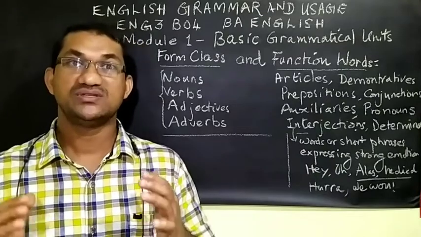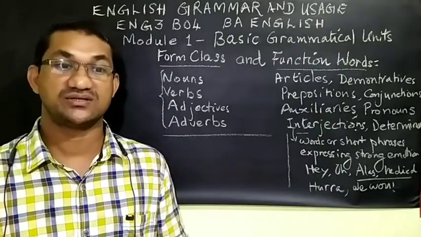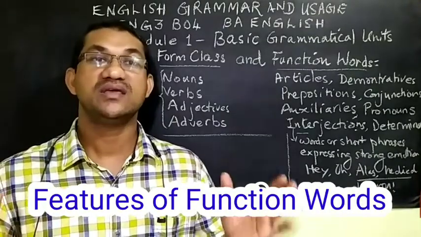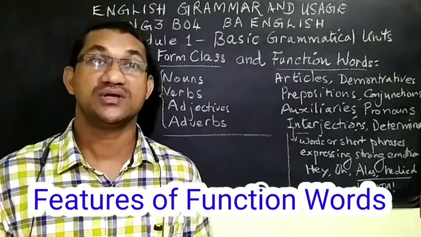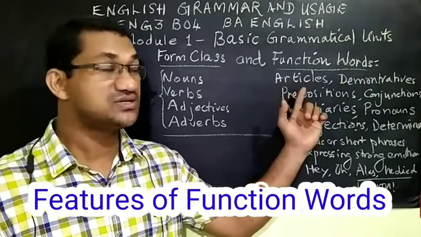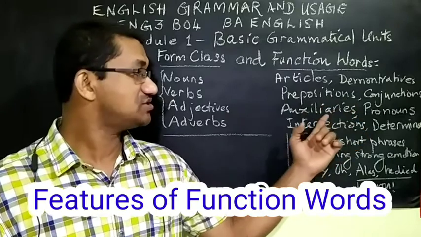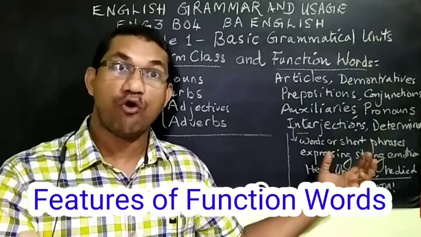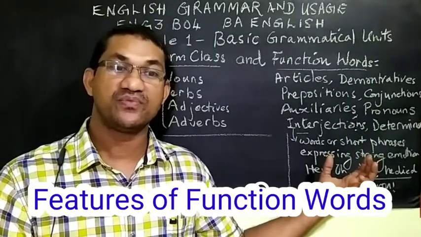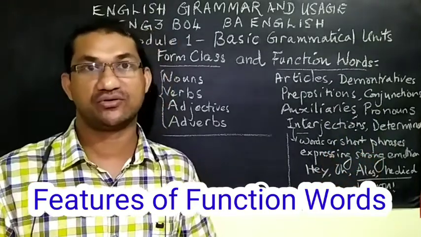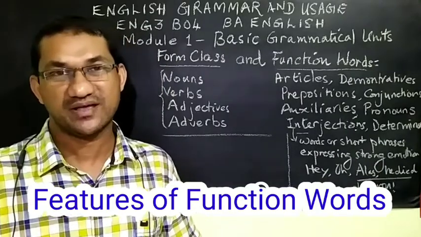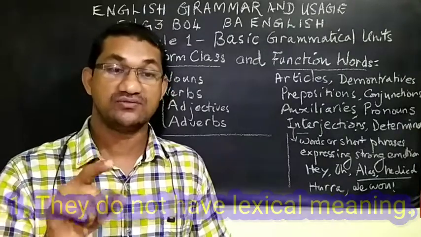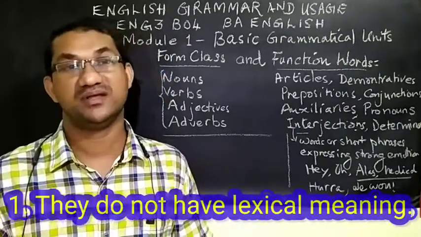Now we move on to the second section, in which we are discussing the characteristics of function words. What are the characteristics of function words? We know that function words are articles, demonstratives, prepositions, conjunctions, auxiliaries, pronouns, interjections, and determiners. So what are the characteristics of function words? First characteristic of the function words: they do not have lexical meaning.